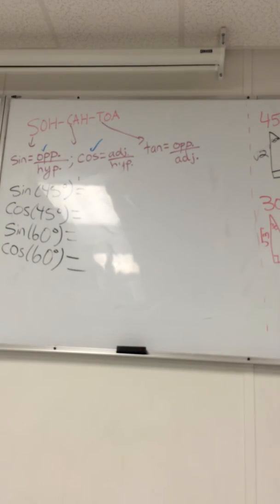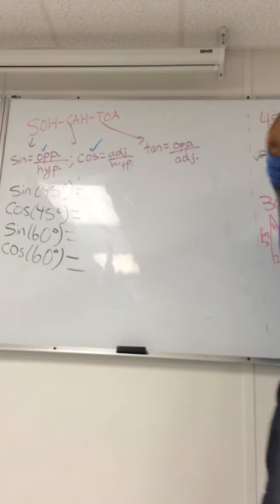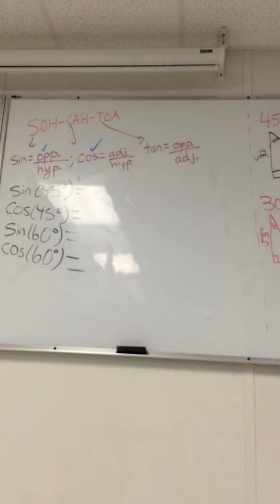If you can try to do one on your own, let's try sine 45 degrees on our own. Use the definition. Which 45 degree? It's going to be the same. You can pick either one.